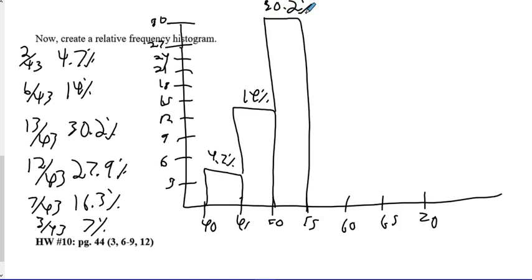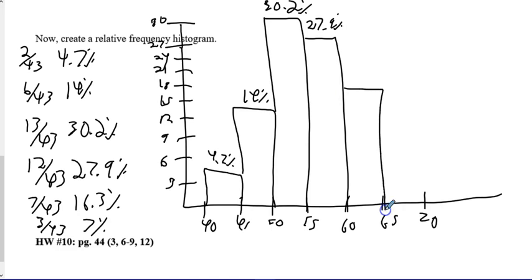Next one is 27.9. So here's my 27s. I'm going to go a little bit above that. And then 16.3, so you can find 15 and 18. Go across and just do your best estimate. It's not going to be perfect. And last but not least, 7%. Here's 6, just a little bit above that. And that's that.